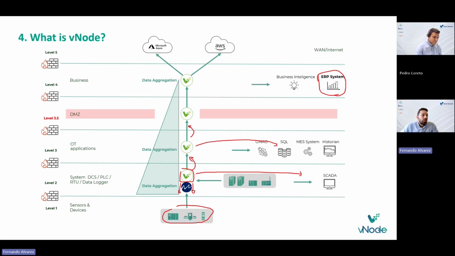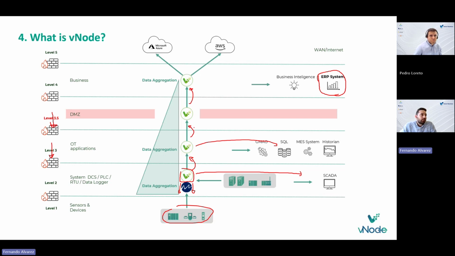vNode supports something basic: we can create networks of vNodes. So we put a vNode in each level of the network. Each vNode passes information to the other vNode, until the vNode that is located at the same level as the ERP. Why do we do that? Because vNode supports a functionality called reverse connection. Basically, you can solve this communication without opening inbound ports in these firewalls. There is no need to open inbound ports in these firewalls.